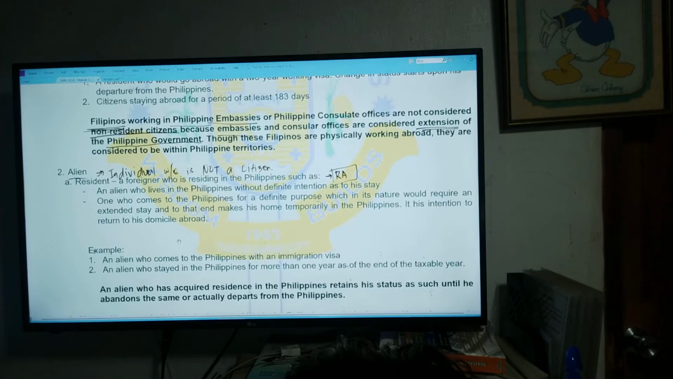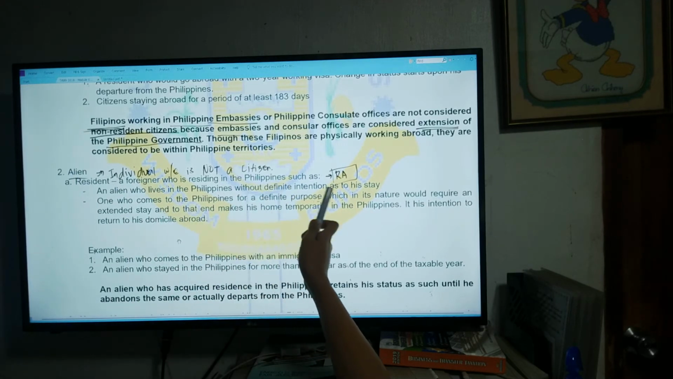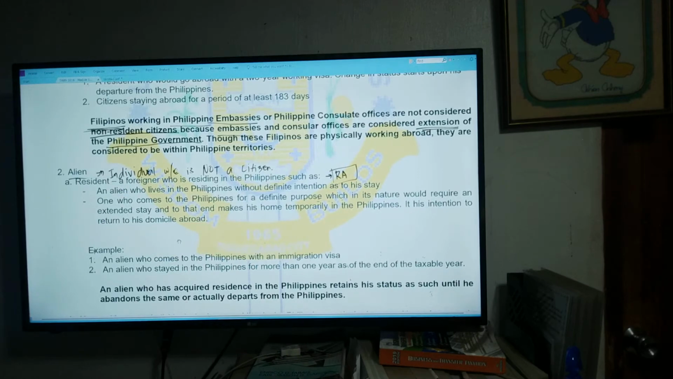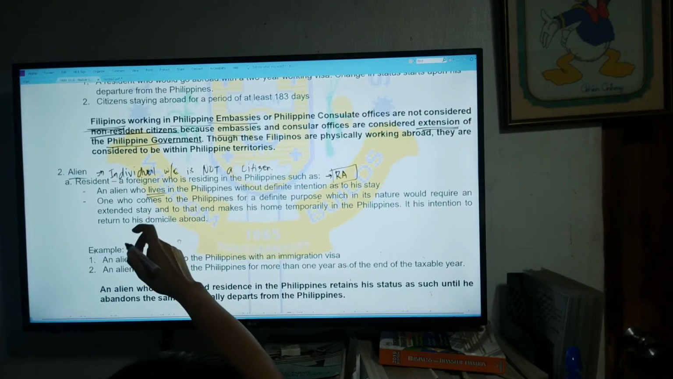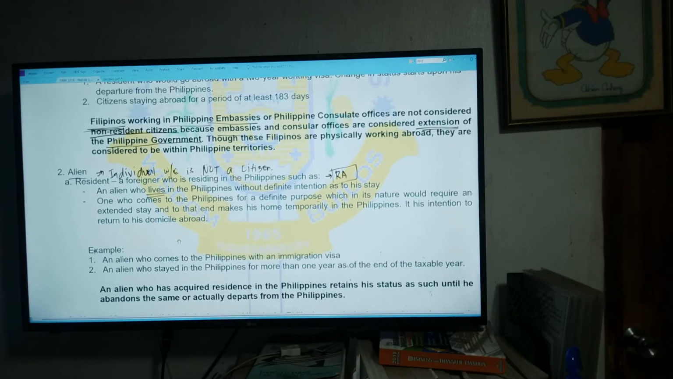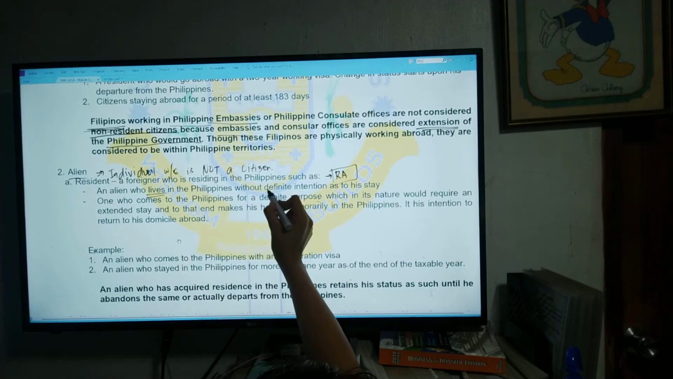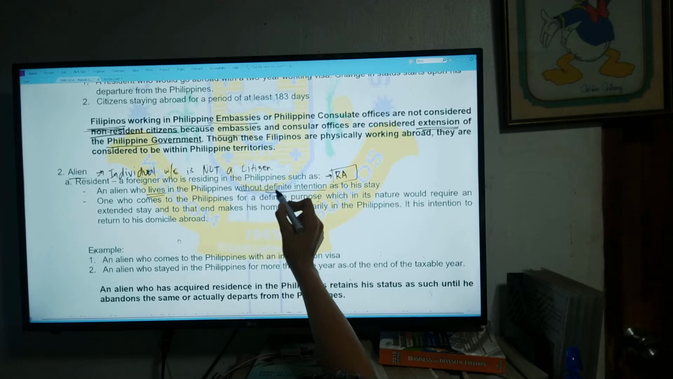Okay, basically, RA, or resident alien, is an alien or a non-citizen of the Philippines, which is residing in the Philippines. Okay? So again, titingnan natin yung intention. Sabi niya, an alien who lives in the Philippines. Magkaiba ho to yun, guys ha. Magkaiba ho yun. An alien who lives in the Philippines without a definite intention as to his stay.